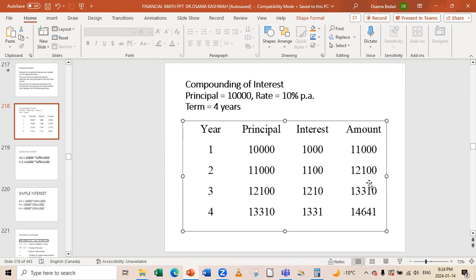I will take the 13,310 to the last year. 13,310 multiplied by 10% will give me 1,331. I will add 13,310 to 1,331. It will give me 14,641. So this is the compound interest.